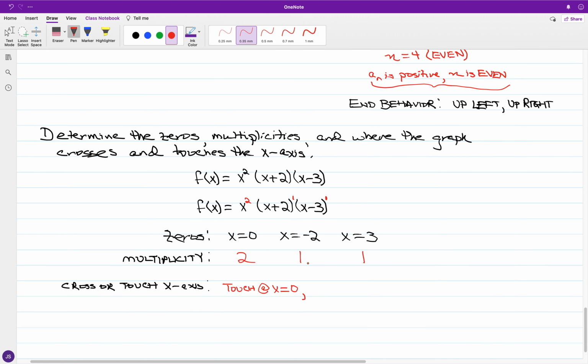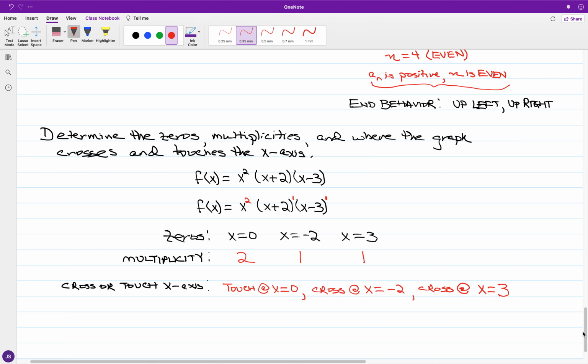And with 1 and 1 being odd values, that means that at those respective zeros, the graph is going to cross the x-axis. So it's going to cross at x equal to negative 2, and it's also going to cross at x equal to 3. Okay, so this is kind of what we have so far.